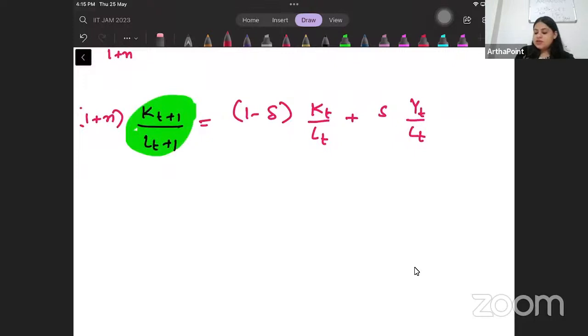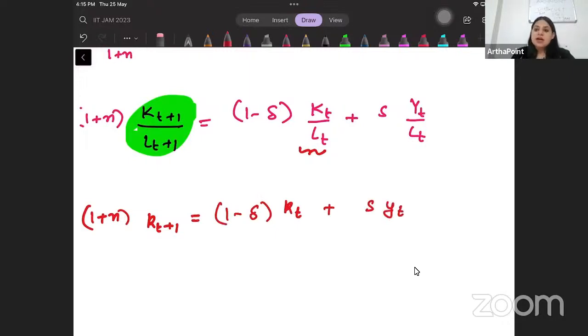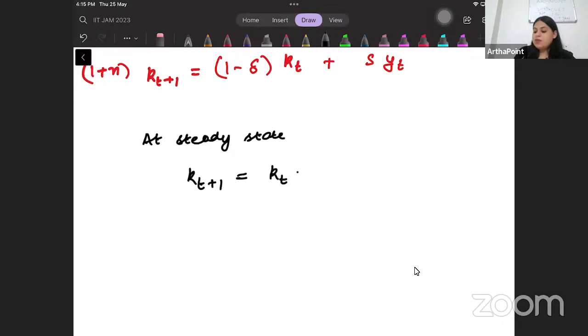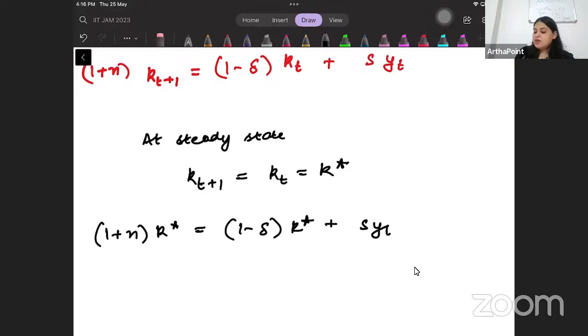So this can be written as small k_t plus 1. This is in the same period, so this can be written as small k_t. And this can be written as small y_t. Is this clear? Okay. Now at steady state, the capital remains the same. So K_t plus 1 will be equal to K_t will be equal to K star. So 1 plus n, K star will be equal to 1 minus delta, K star plus S Y star.